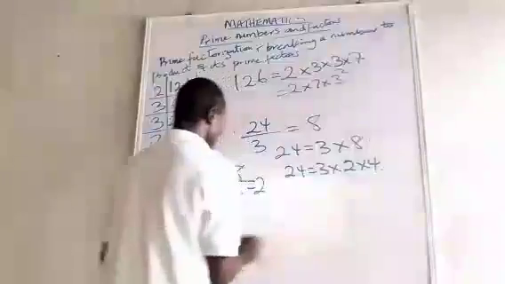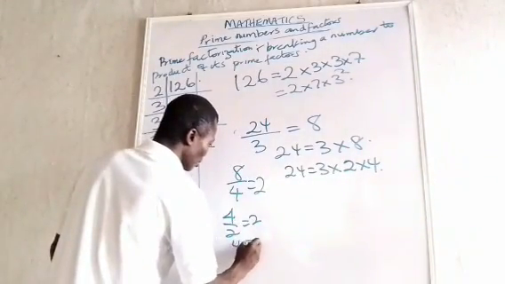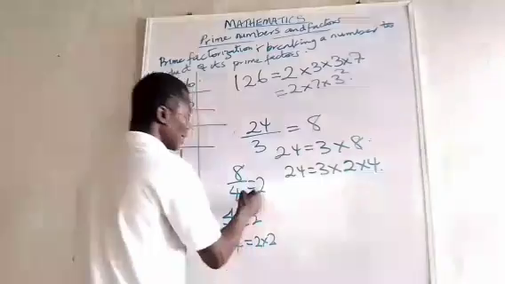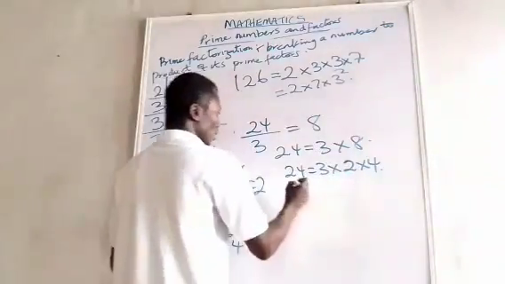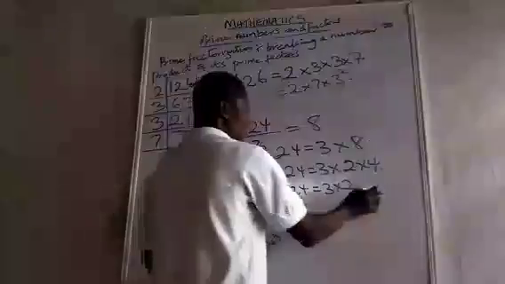I can break 4 down. So 4 divided by 2 is giving me 2. So 4 is equal to 2 times 2. 8 is equal to 4 times 2, that's why I got it. So 24 is equal to 3 times 2. That's what is established. So this 4 now, I'm breaking it down.